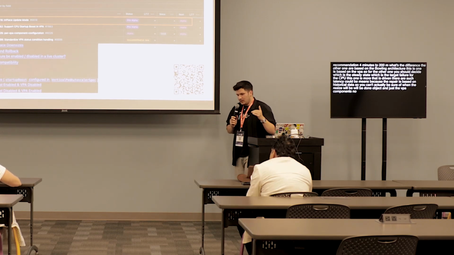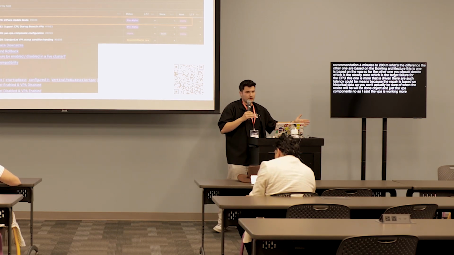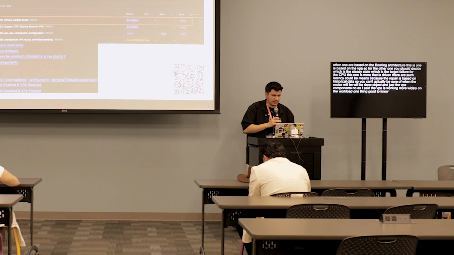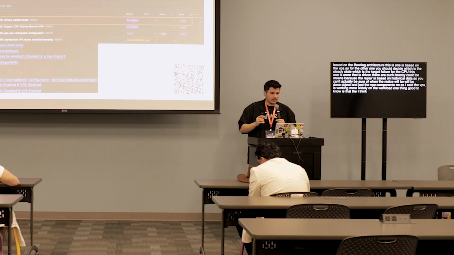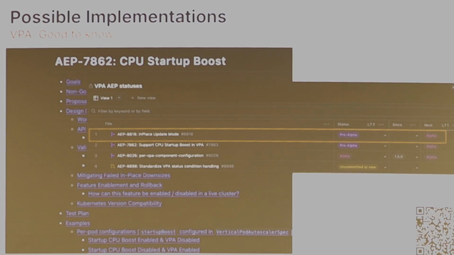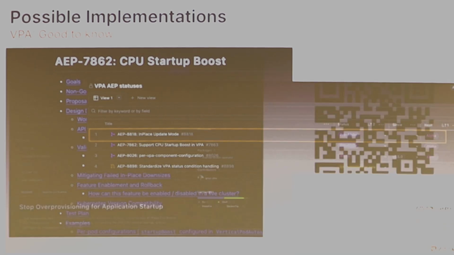Now, as I said, the VPA is working more widely on the workload. One thing good to know is that I think SIG Scheduling, if I'm not wrong, is working on a new feature for the VPA, which is the CPU startup boost, to use the VPA exactly for this implementation. So the VPA is working just to resize the peak of the warm-up and not the entire life cycle of the application. If you want to know more, the enhancements for Kubernetes are described on GitHub, so you can scan this QR code and access the description of the enhancement.